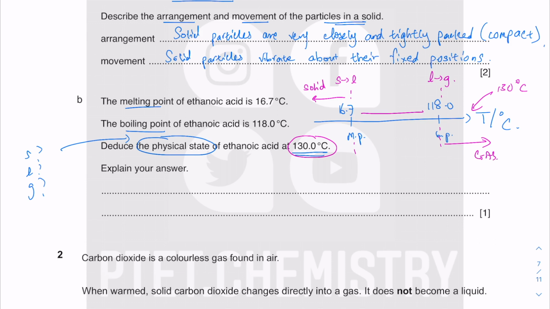So what is everything in between then? Everything in between is liquid. It all comes down to where are you? Well, you are 130 degrees Celsius. It's way above the boiling point, so you must have already turned into a gas. So it is a gas.